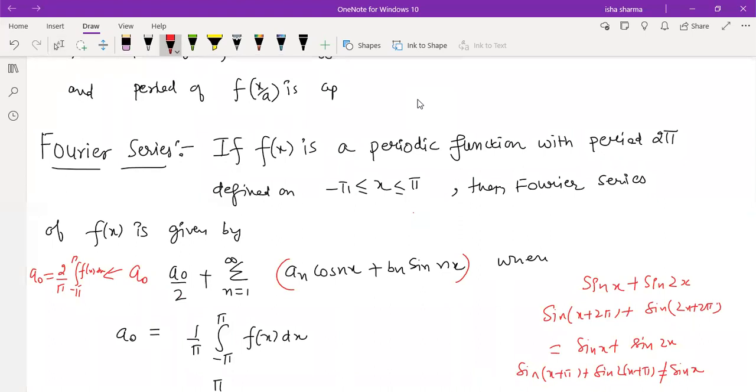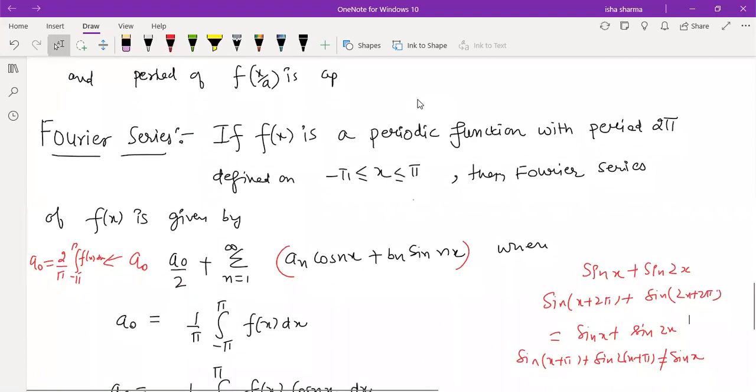The same is true here. If you look at the terms an cos nx plus bn sin nx, then for n equal to 1, the very first terms are cos x and sin x. They have period 2 pi, and the next terms cos 2x and sin 2x have period pi, because as I just explained, with 2x the period becomes half. Similarly the period keeps reducing with each term, but overall, as a function, the series has a period of 2 pi. So that's why the condition is that the function f of x is periodic with period 2 pi, and it should be defined on the interval minus pi to pi.